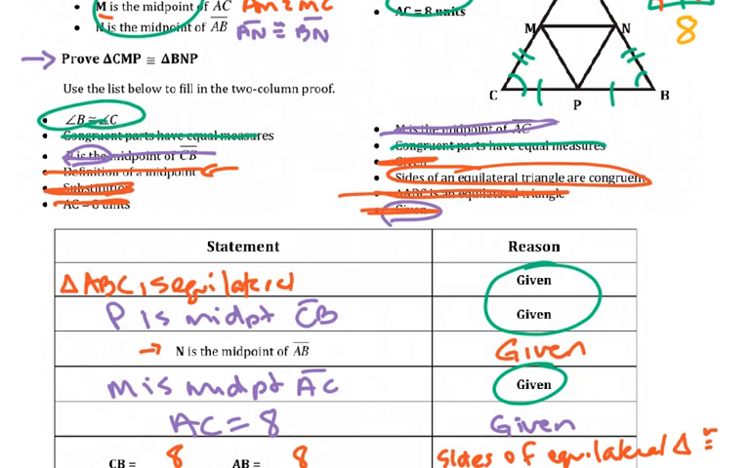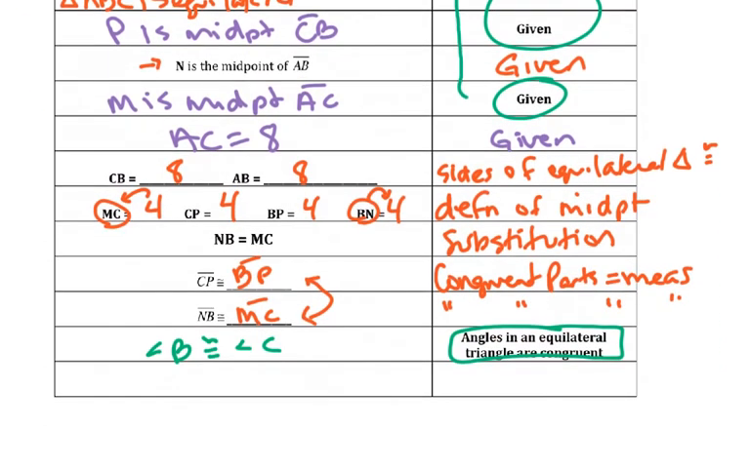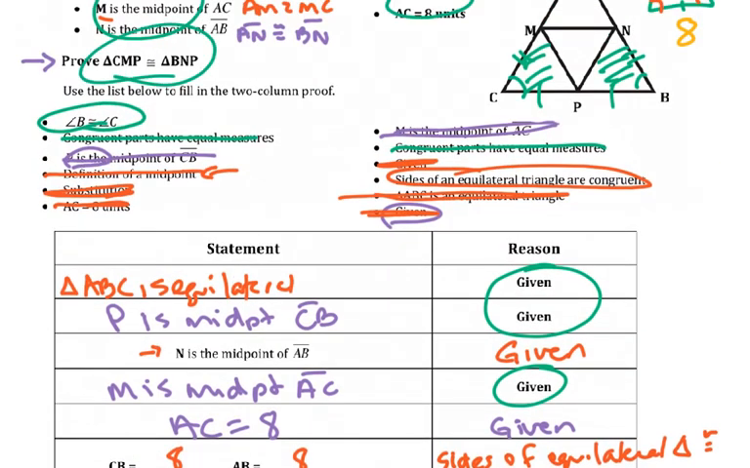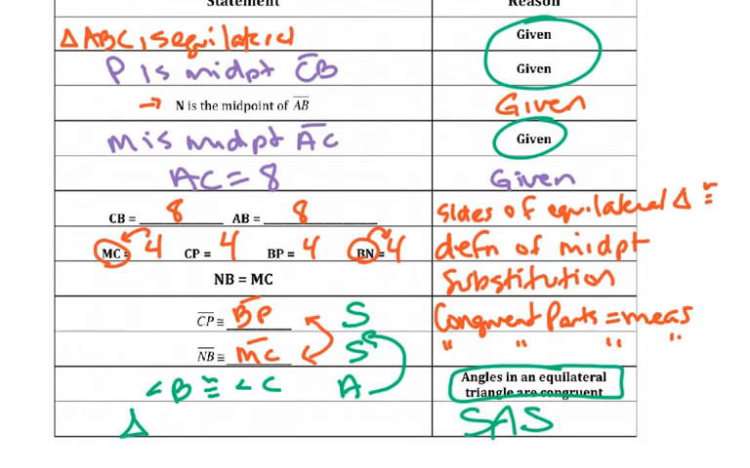So go back to what I'm trying to prove: this triangle is congruent to this triangle. I have exactly what I need. I have a side, an angle, and a side, and the angle is included between the two sides. So side, angle, side, and I can just repeat what I'm trying to prove: triangle CMP is congruent to triangle BNP.